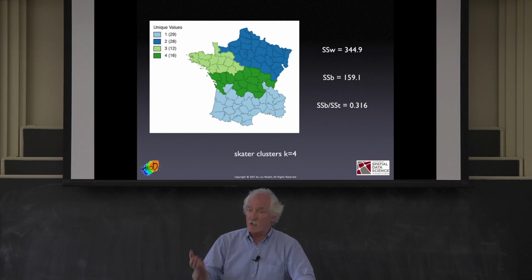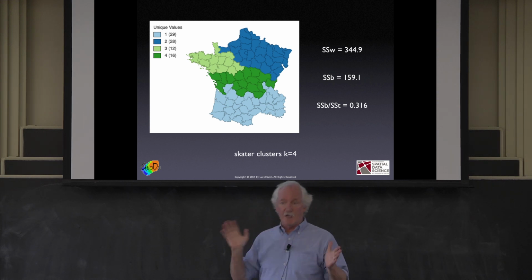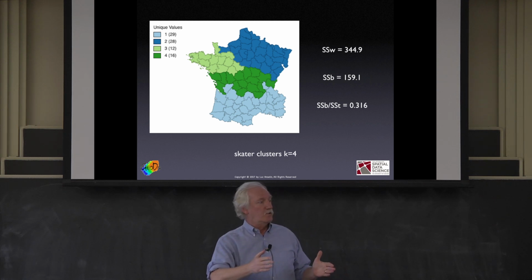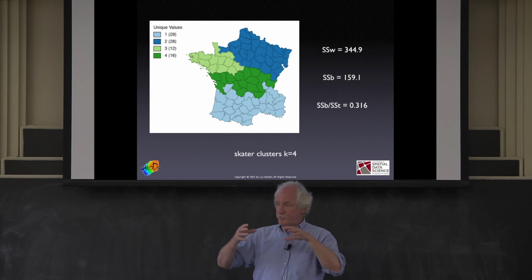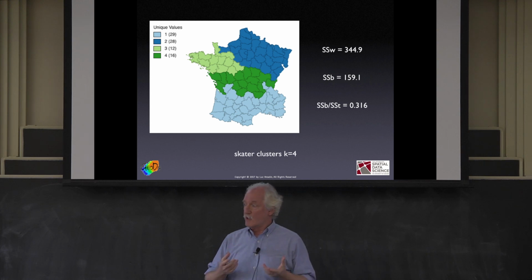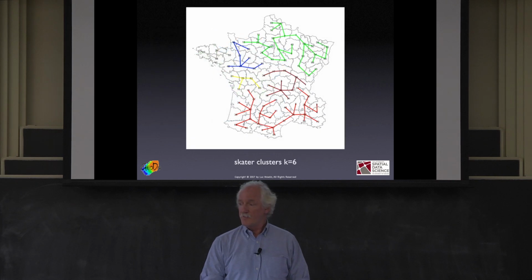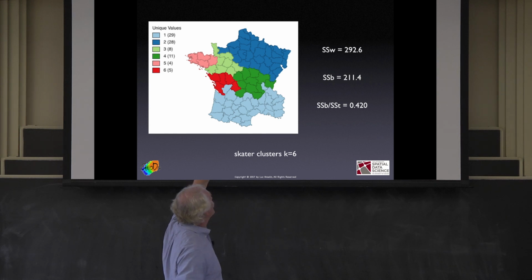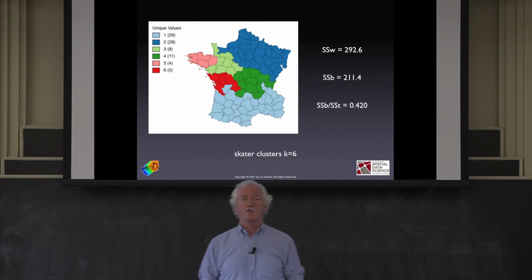And then if we go to 6, what's going to happen? Well, to go from 4 to 6, one of these bigger ones is going to have to split. So the next higher k will always be nested within the lower k. So you start with 4, we go to 6, and you see that basically this one gets split in 2 and the middle one gets split in 2. And so it goes on. That's the nature of the SKATER algorithm.